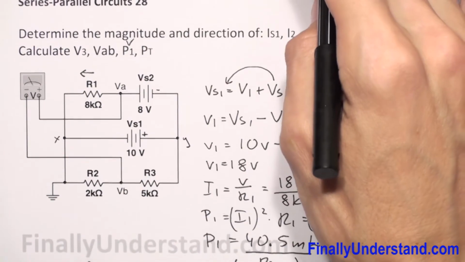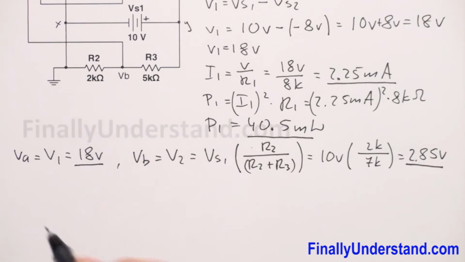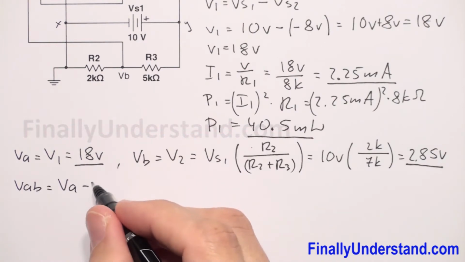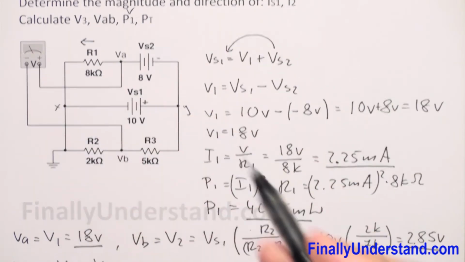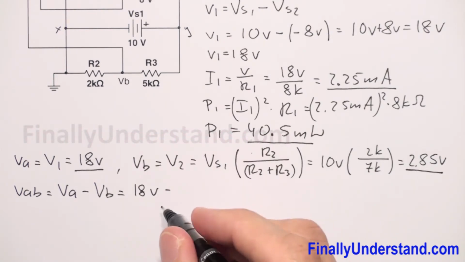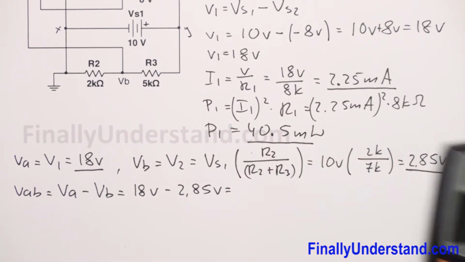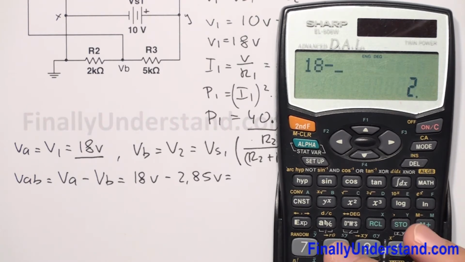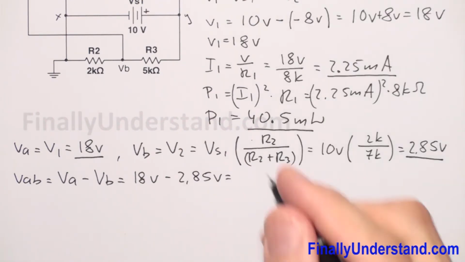Next, the problem is asking me to find VAB. So VAB is equal to VA minus VB, and this is the voltage which is going to be measured by my voltmeter. VA is equal to 18 volts minus VB, which is equal to 2.85 volts. So I have 18 minus 2.85 volts. This is equal to 15.15 volts.